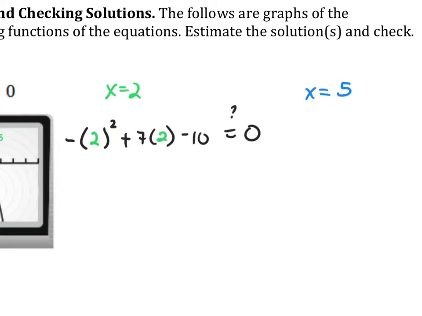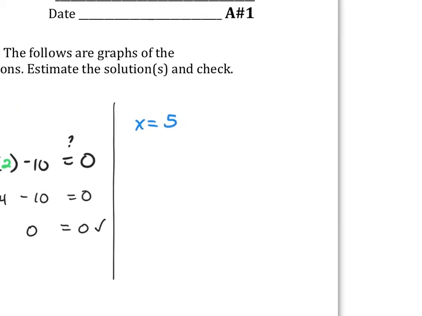So we can check this by calculator, or if I were just going by hand, I'll show you what happens here. I get the opposite of 4 plus 14 minus 10 equals 0. All of that simplifies to 0 equals 0, and we're done. If you had put this entire part right here into your calculator, then you would just get a 0, and you can confirm that.